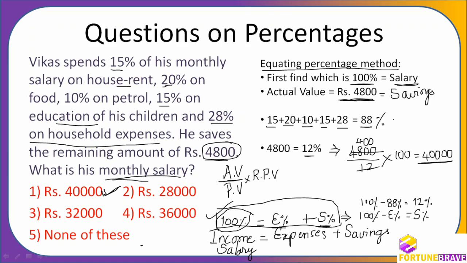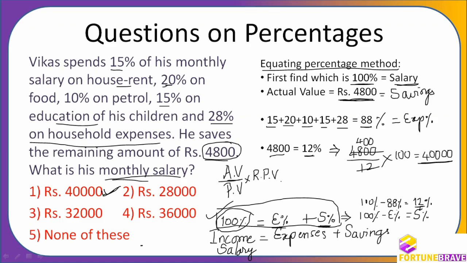What we'll do is we'll find out the expenditure percentage which is given, in parts, like 15%, 20%, 10%, 15% and 28%. When we add all these, we got the expenditure percentage as 88%. Then we found out with this information that 100% minus 88% is equal to 12%, which is the savings percentage. So we equated 4800 is equal to 12%.